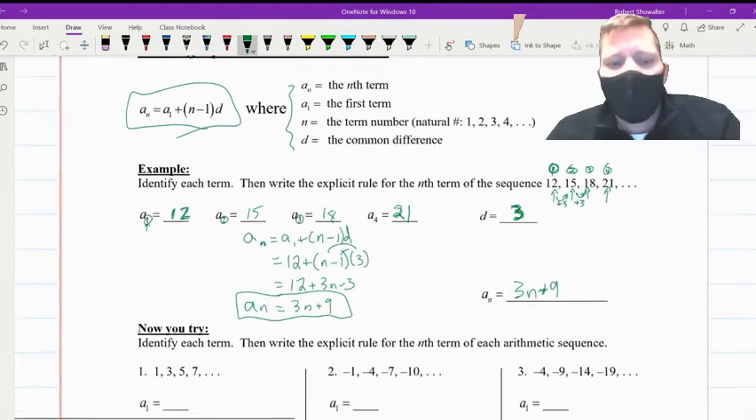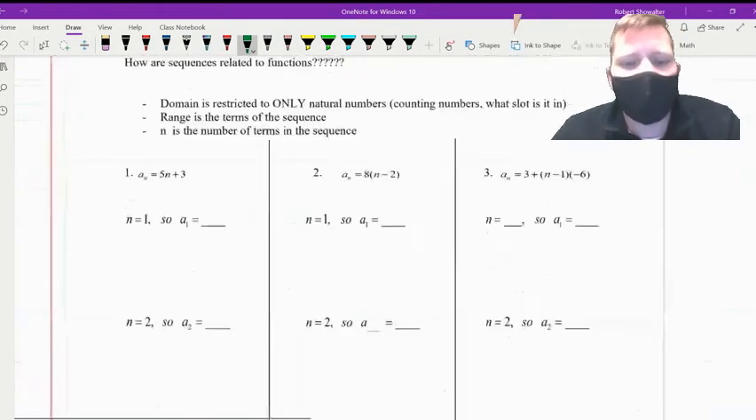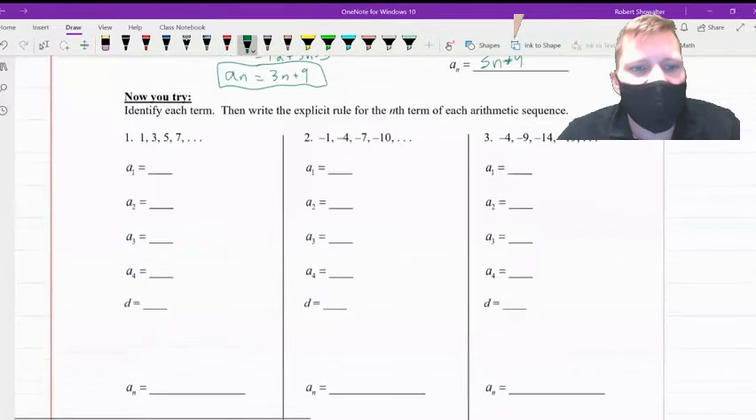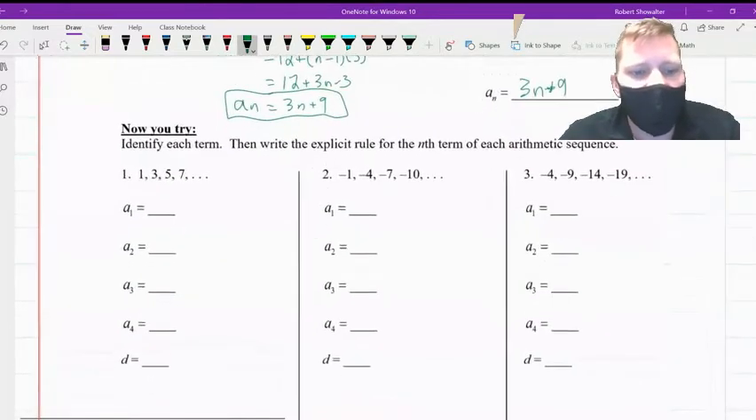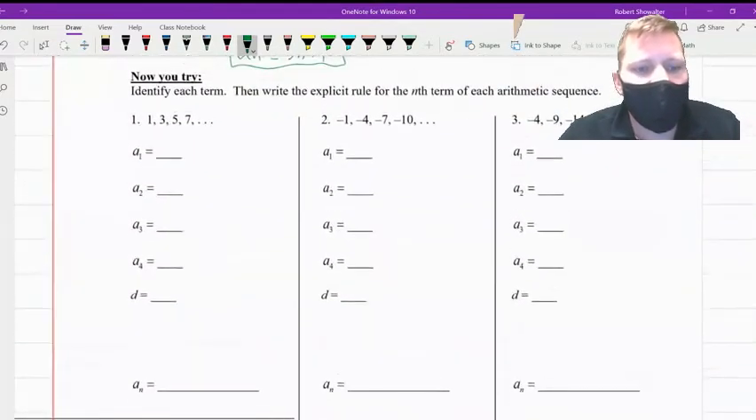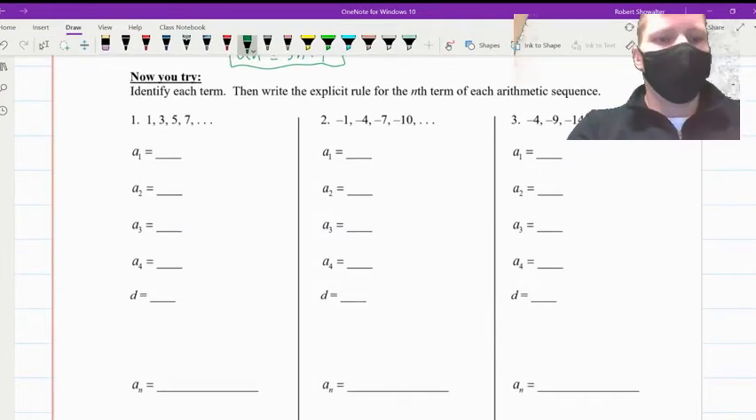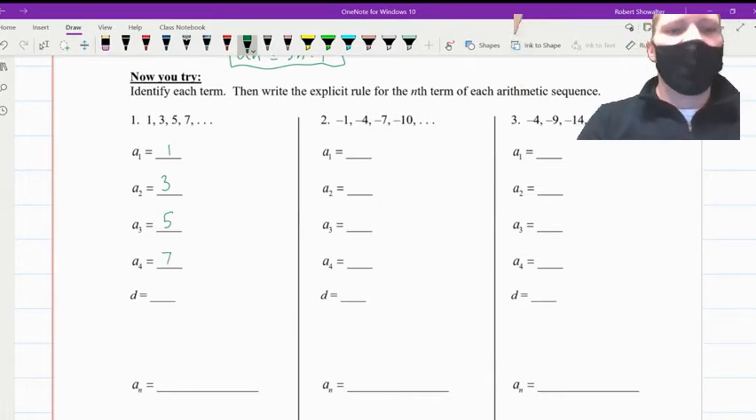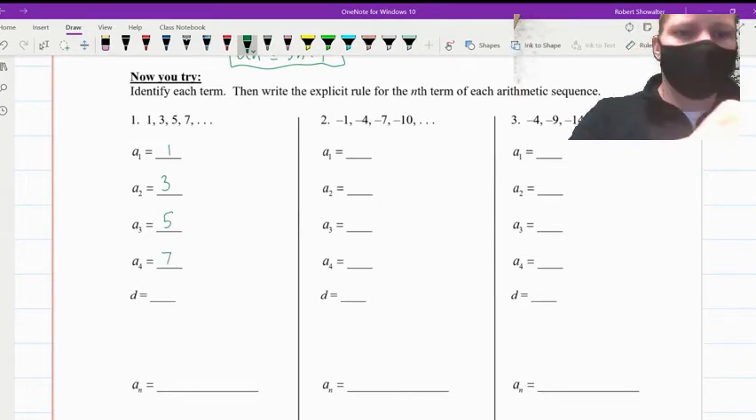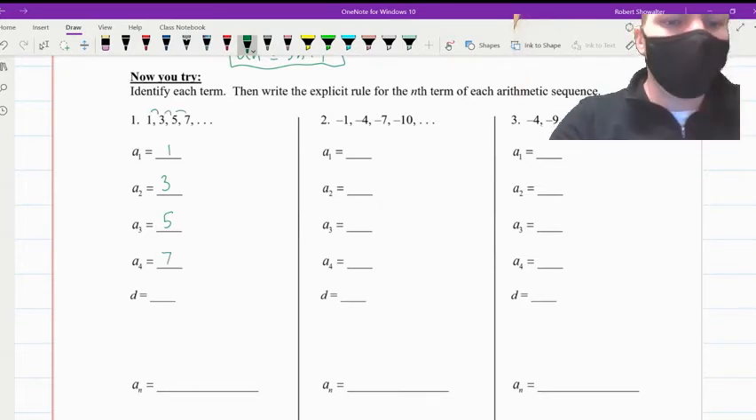All right, now let's go ahead and try this out. We want to write our explicit rule, given these values that we have. So for instance, a sub 1 is 1, a sub 2, 3, a sub 3, 5, a sub 4, 7. D, the common difference between those terms, if you look at it, it's a +2 each time. So we have a common difference of 2.